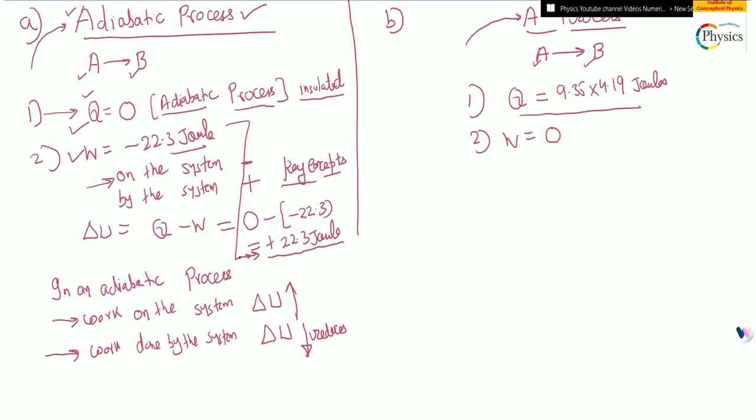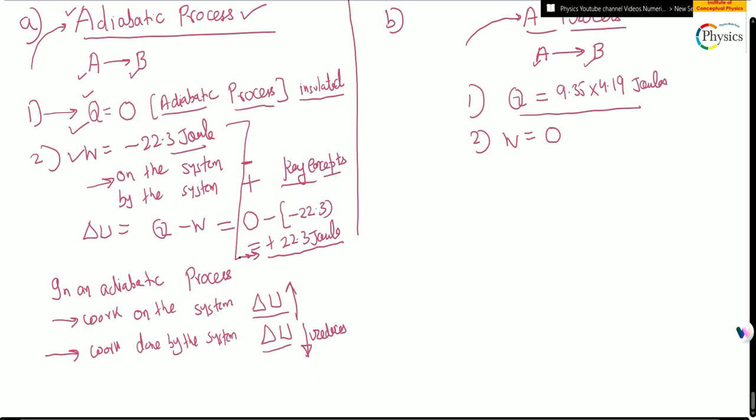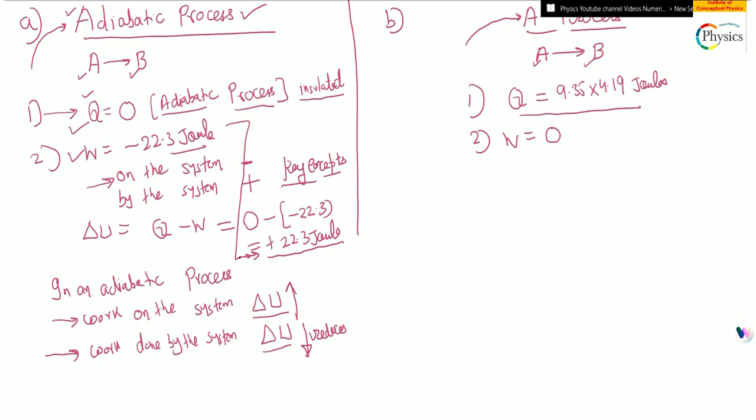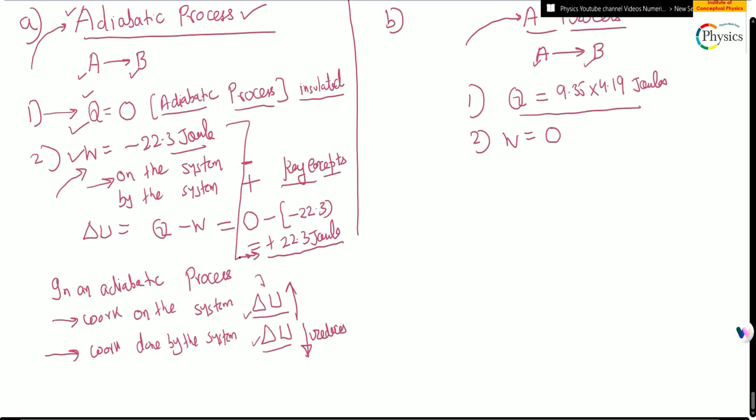You do not provide any external energy, and even then you're able to change the internal energy. You don't provide any heat to the system, so Q is not provided. There is no Q provided, yet you're able to change the internal energy with the help of a mechanism called W.